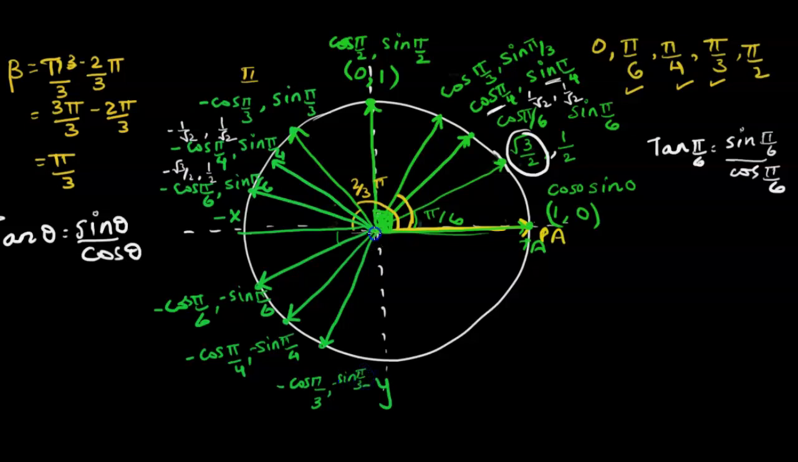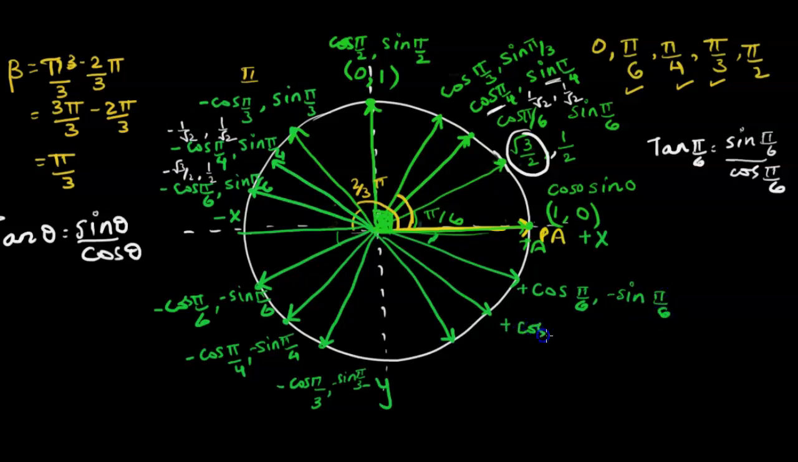If the terminal arm comes back to the fourth quadrant, then in the fourth quadrant we have a positive x and a negative y to deal with. The related acute angle here will be pi by 6. So it will be cosine pi by 6 with a positive sign, because cosine represents the x coordinate. Sine will be with the negative sign, so it will be negative sine pi by 6. This is positive cosine pi by 4, negative sine pi by 4. This is positive cosine pi by 3. This is negative sine pi by 3.